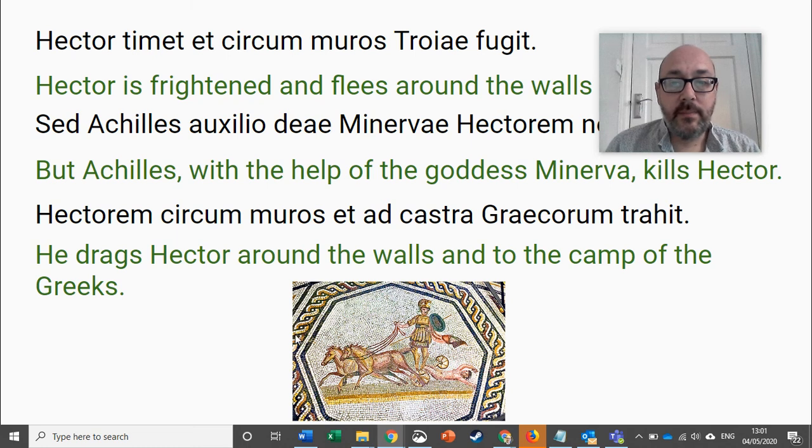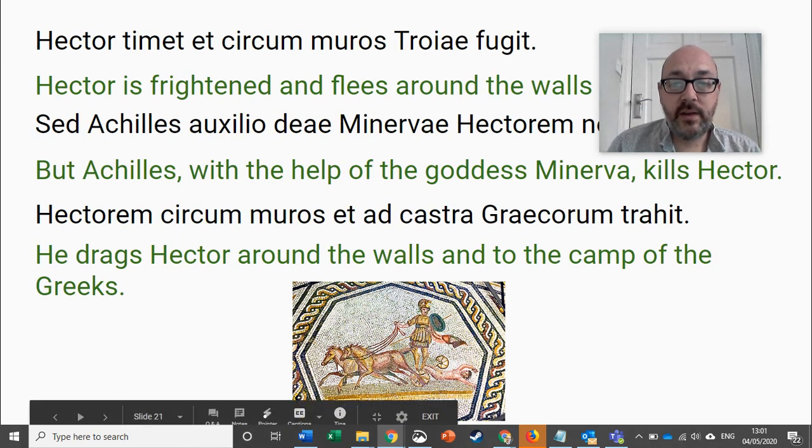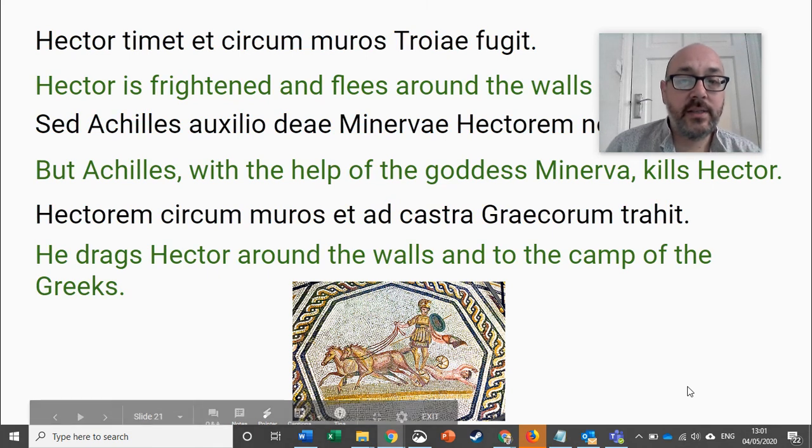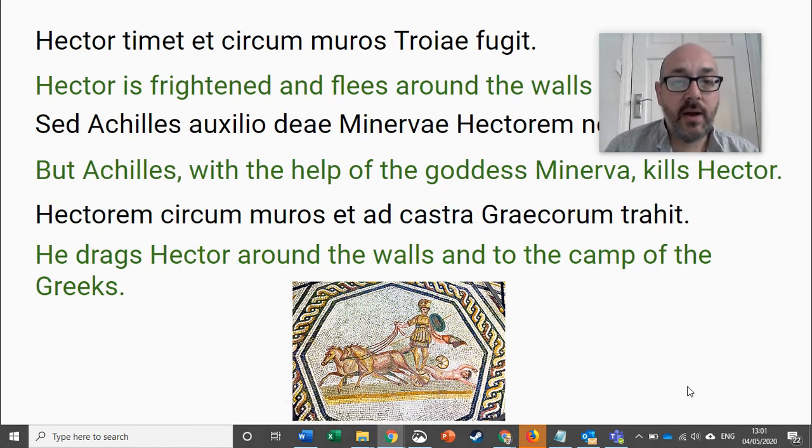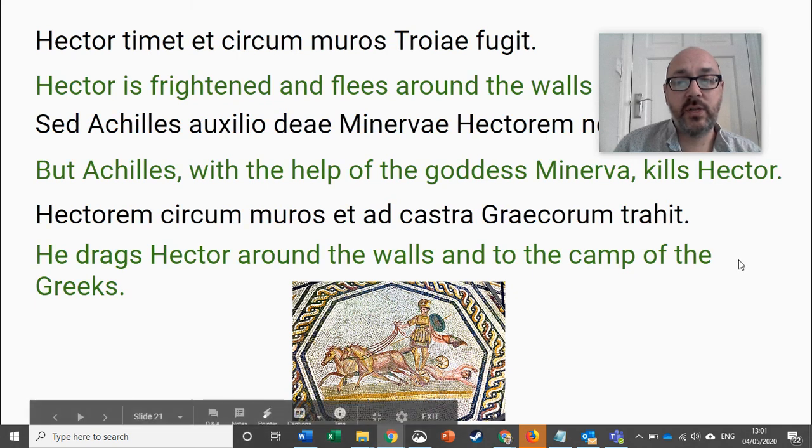And here's a representation of that in a mosaic form. Very, very grisly end of the story. Hector's dead body is dragged round and round and round the walls of Troy. He's so furious with Hector that he punishes him, his dead body, in this really terrible, shameful, dishonourable way.